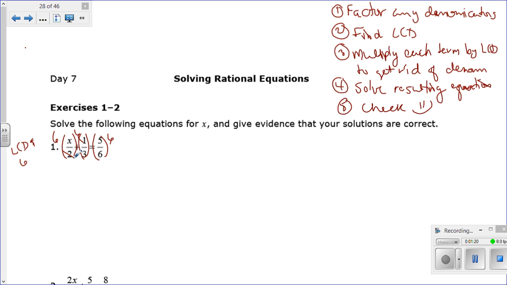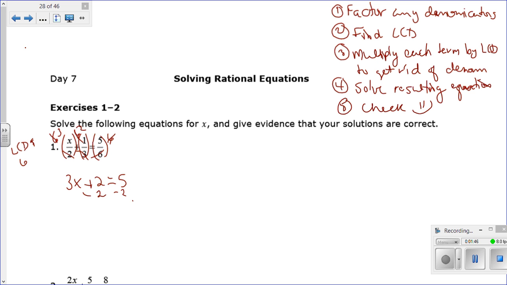Here I multiply by 6. 2 cancels out 6 and it becomes a 3. So then I'm left with 3x. Here when I multiply by 6, the 3 cancels with 6, I'm left with a 2. So then it becomes plus 2. Here the 6 is just canceled, so I'm left with 5. So my equation is 3x plus 2 equals 5.